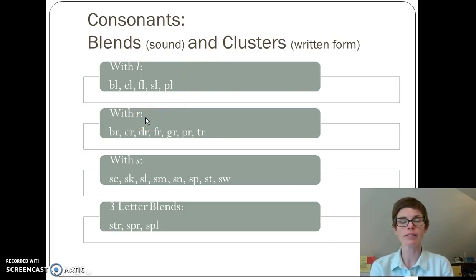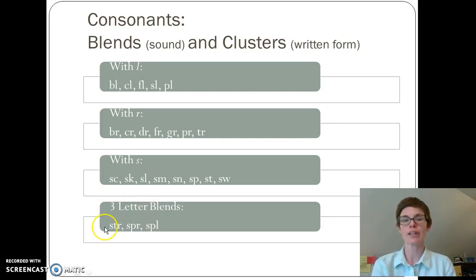We have blends or clusters with R, burr, cur, der, fur, gur, per, ter. We have consonant blends and clusters with an S in them. Sk, sk, sol, sm, sn, sp, st, sw. All right, so we have all of those, and in this case, the letter that is common in all of the blends or clusters is at the beginning. The S is at the beginning of those clusters.